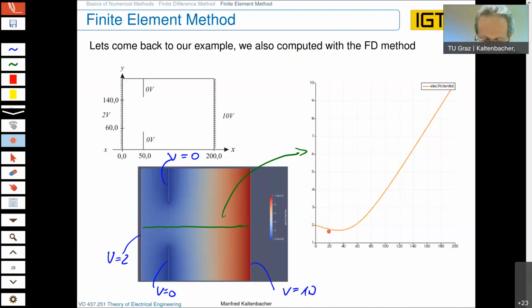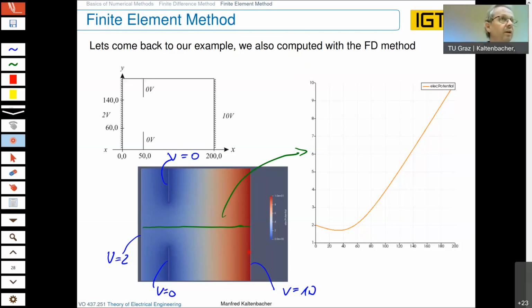And you see, it first goes a little bit down. It's clear because it has to go through this narrow slit where we also have electrodes with potential equal to 0. And then it has to go up again to 10 volt because at this electrode we've prescribed 10 volt. So you can make a nice plot in your post processor and play a little bit around.